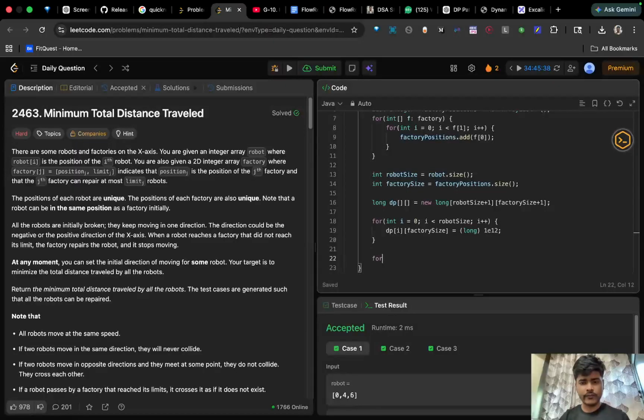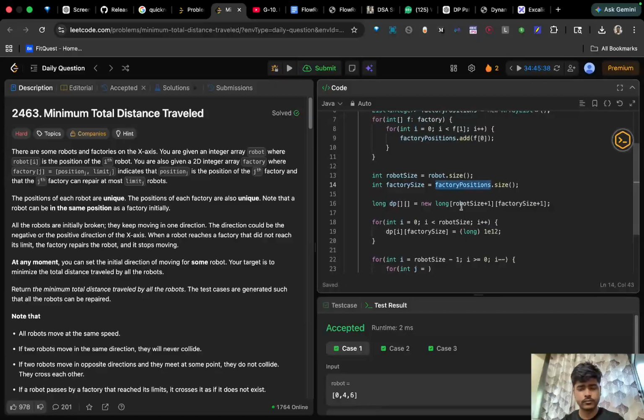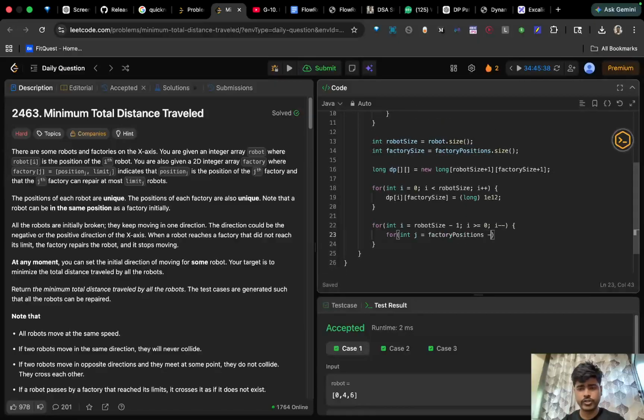So I will be starting from the last cell, that is for int i equal robotSize minus 1, i is greater than or equal to 0, and i minus minus, for int j equal factoryPositions.size minus 1, j is greater than or equal to 0, and j minus minus.